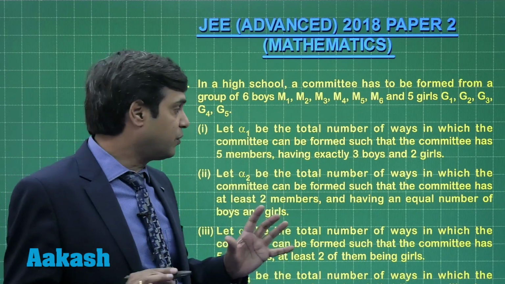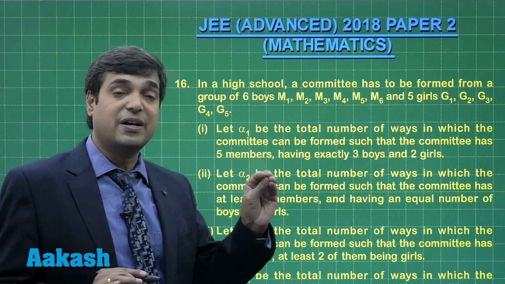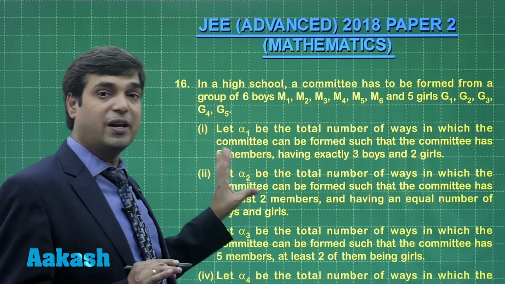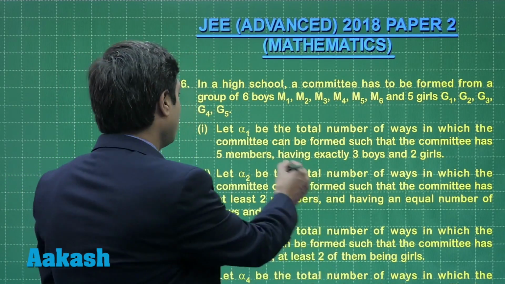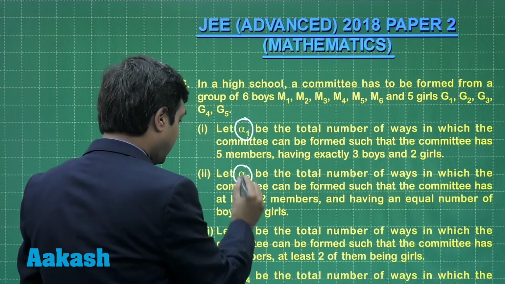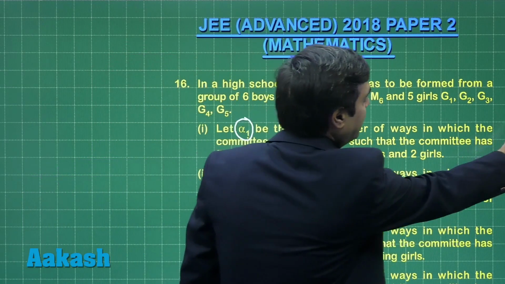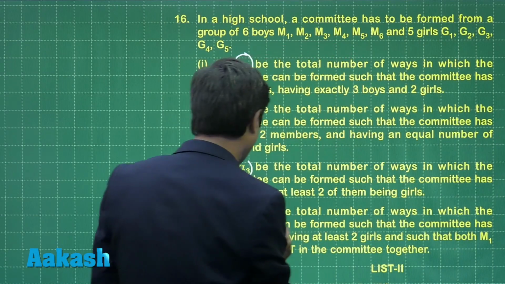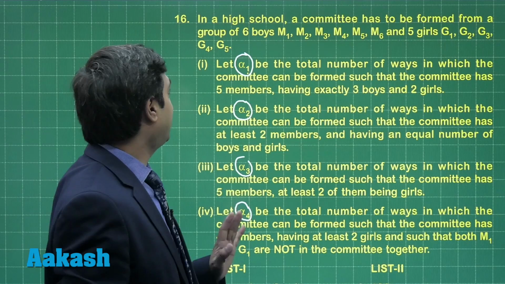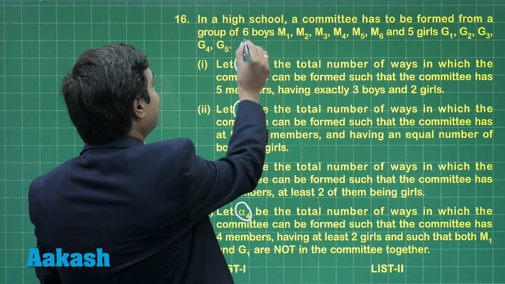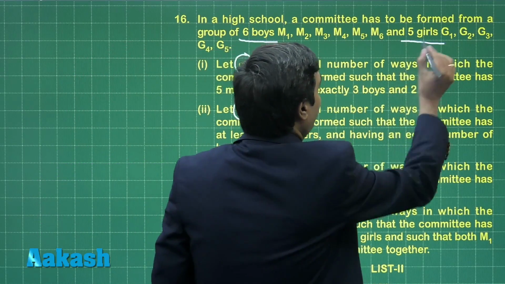So, we actually have to find the number of ways in which a committee of some given number of members can be formed with certain specific constraints. So, alpha 1, alpha 2, alpha 3 and alpha 4. These terms we have to conclude based on the given data, which says there are 6 boys and 5 girls.